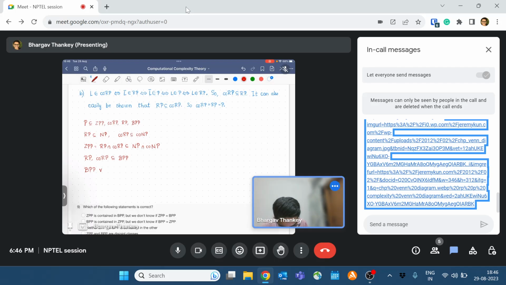BPP versus NP. BPP versus co-NP. BPP versus P are open questions. For BPP versus P, isn't P a subset of BPP? Oh yeah, I should also write that.